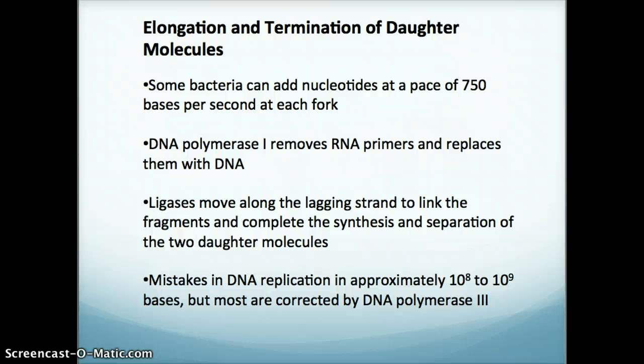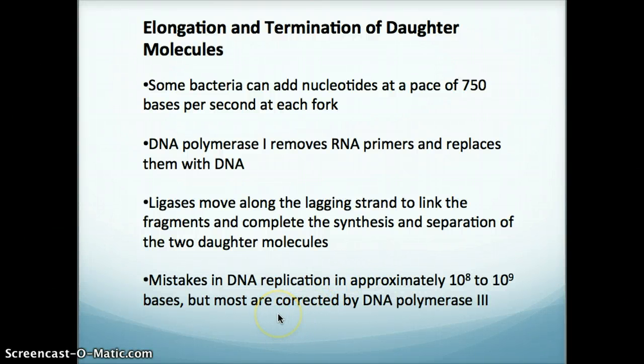So the elongation of that DNA complementary strand, and then what happens to terminate it and make those daughter molecules. In bacteria, some of them can add nucleotides super fast. This is 750 bases per second at each fork. So you can imagine how fast it can do this elongation or making the DNA replication. Like I said before, the DNA polymerase 1 will remove that RNA primer, that starter of our DNA, and it will replace it with DNA. And then the ligase will move along the lagging strand and link these fragments so that you have that complete synthesis and separation of two daughter molecules.